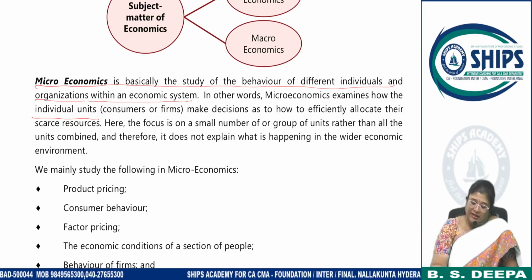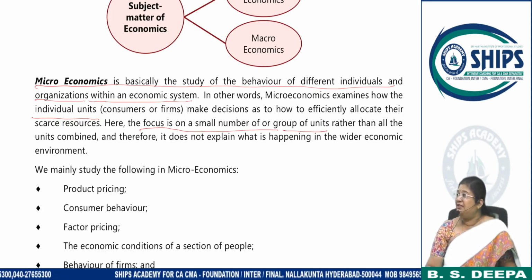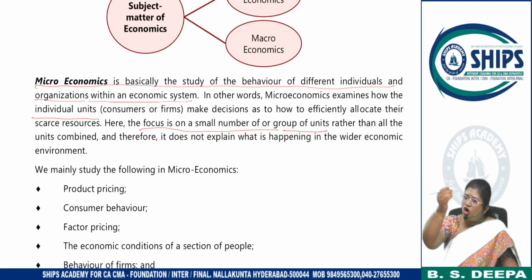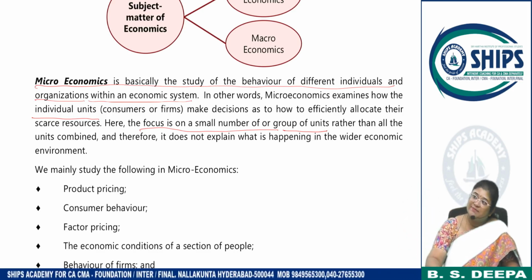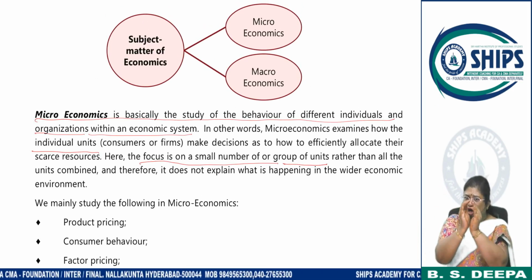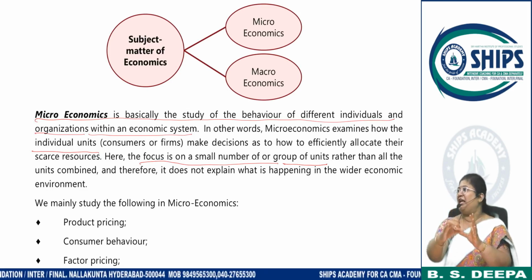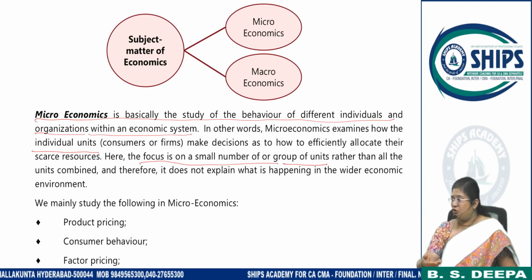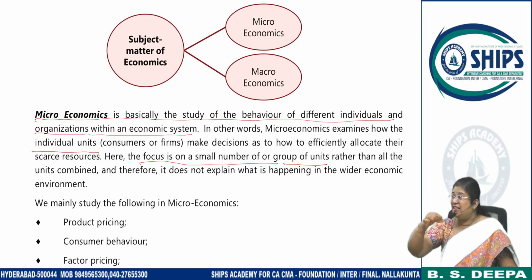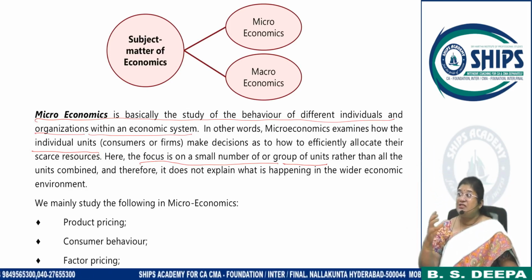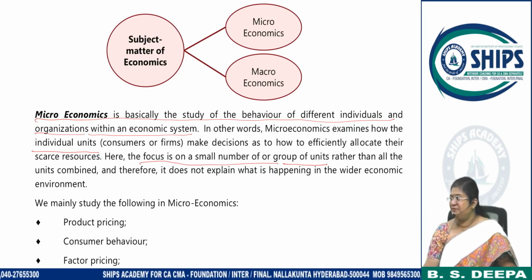So here the focus is on a small number or a group of units rather than all combined. Instead of combining all the things at once, what does microeconomics do? It concentrates on some things, a small part, and studies that in detail. Just like we take a leaf, we put it under a microscope, we study each cell in that particular leaf. We don't study the entire tree. Correct? That is what you mean by microeconomics.